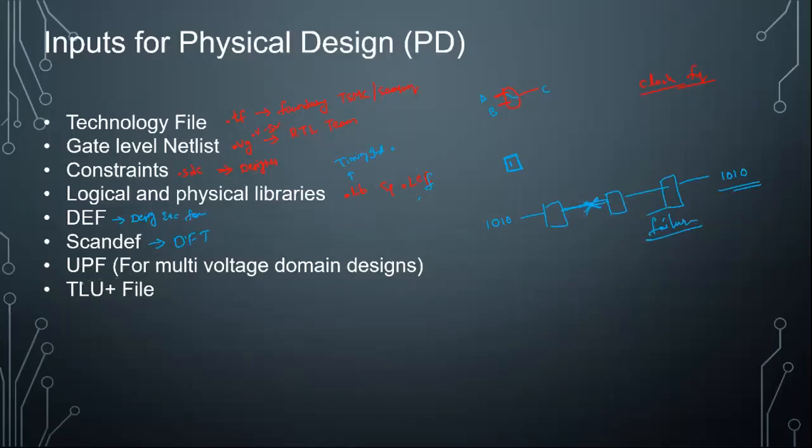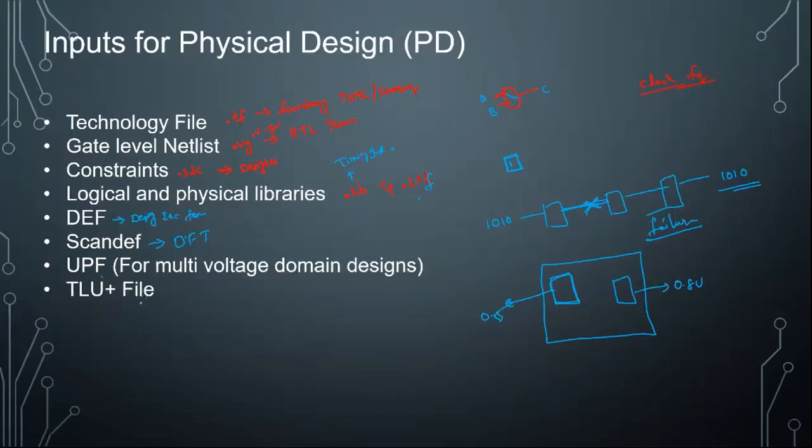Similarly, I should have the UPF also. UPF is nothing but unified power format. For example, if this is my block, in this location I need 0.5 volt, and in this location I need 0.8 volt. If there is multi voltage, we can use UPF to tell the tool to use 0.5 in this location and 0.8 in this one. So all the cells and respective macros we can place here.